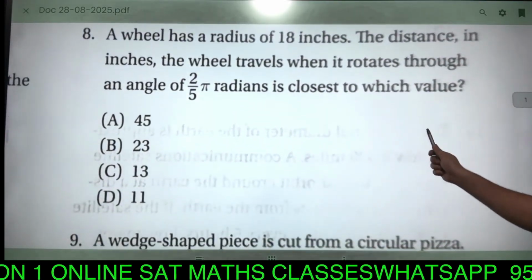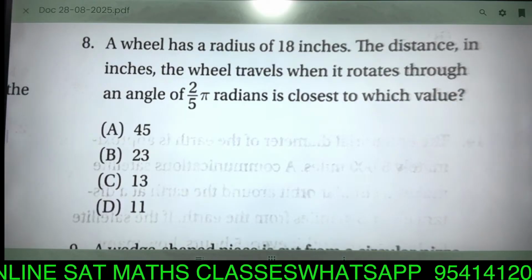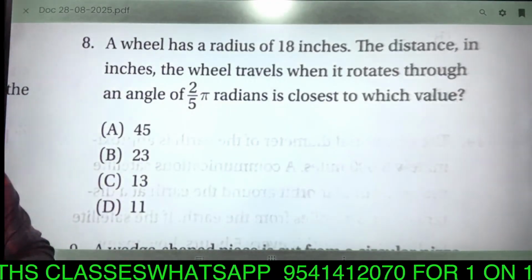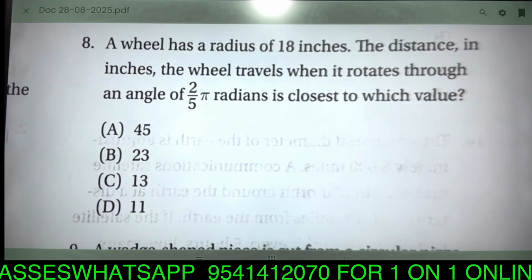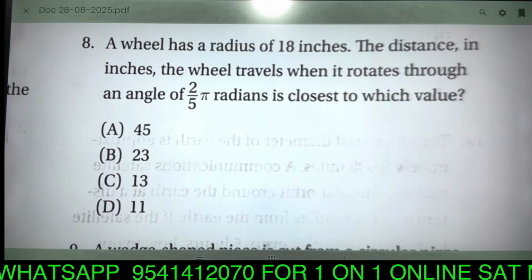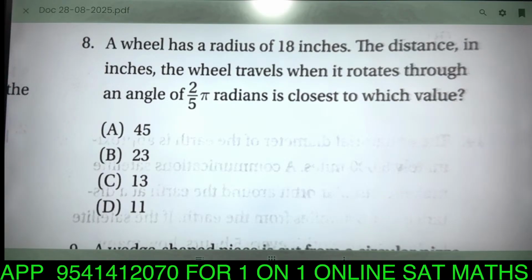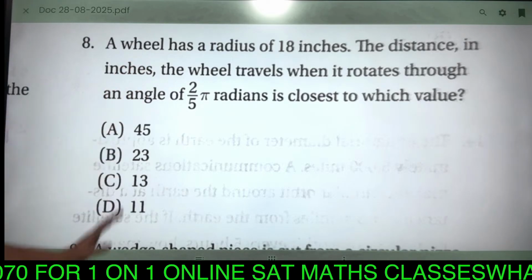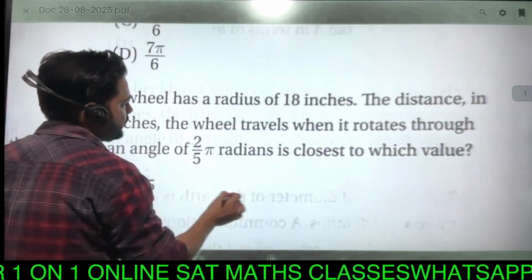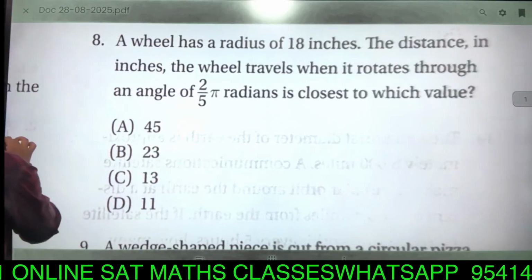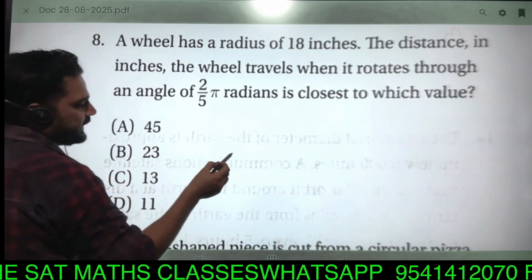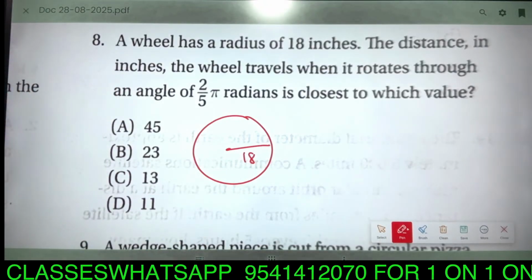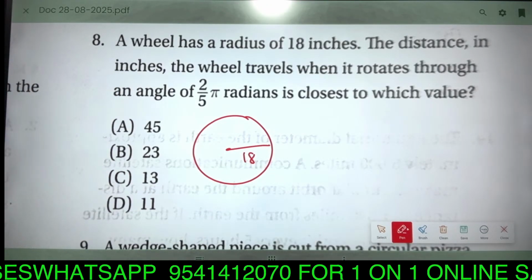Eighth question is they are saying that a wheel has a radius of 18 inches. The distance in inches the wheel travels when it rotates through an angle of 2 pi by 5 radian is closest to which value? So we have a wheel, you can draw a wheel also, and the radius of the wheel is 18 inches. The distance the wheel travels when it rotates through an angle of this.